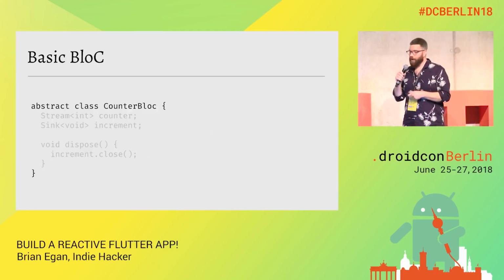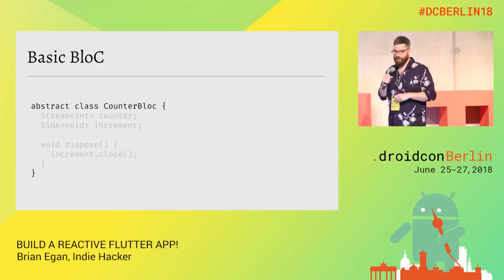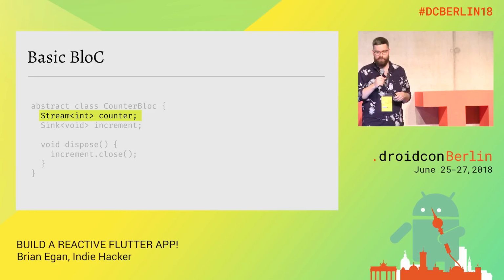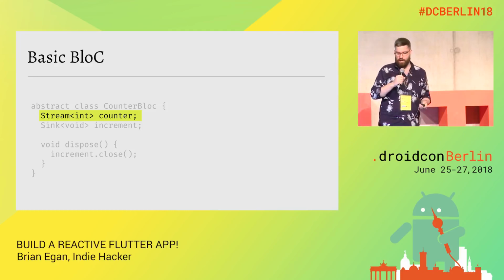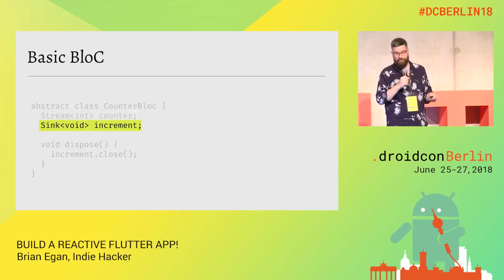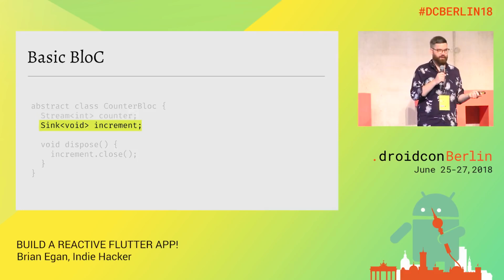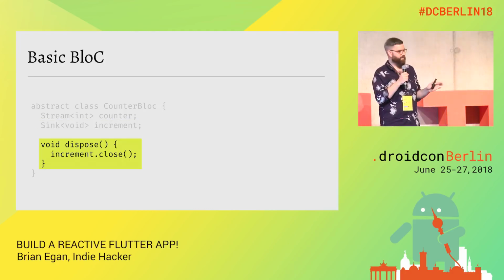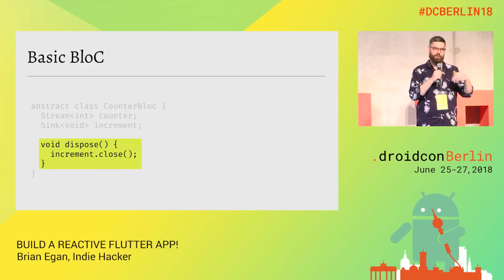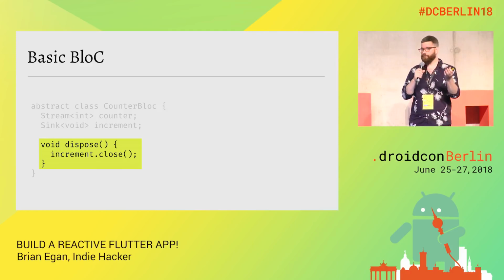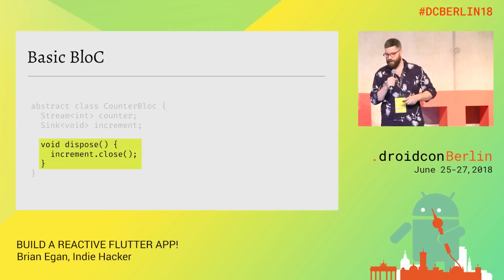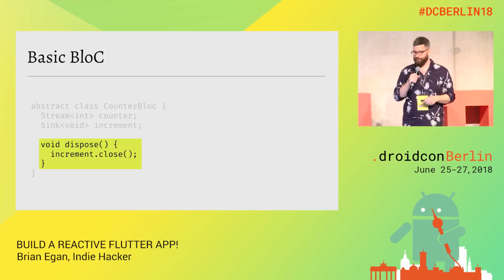So if we look at a basic BLoC, we'll just call it a counter BLoC, and this is basically the same thing as we had initially. It'll emit a stream of integers that we'll call a counter. And then to get data from the view layer, it'll provide a sink, which is called the increment sink. And just to be good citizens, you generally want to dispose of your sinks when you're done with them. So say, for example, you're showing a screen, and then that screen should go away. You'll definitely want to clean up after yourself. So we'll just close off the sink when we're done here.